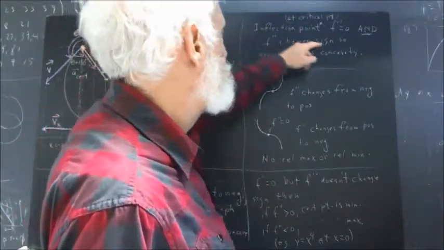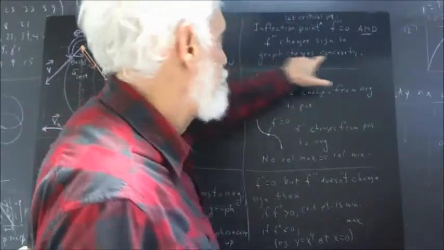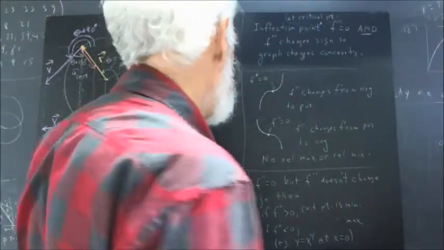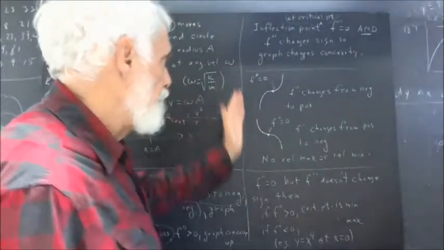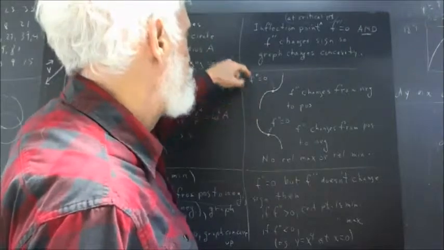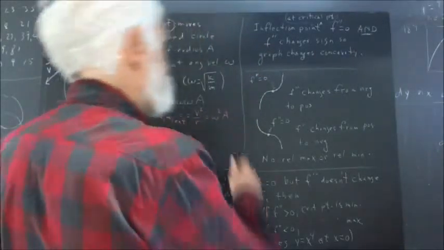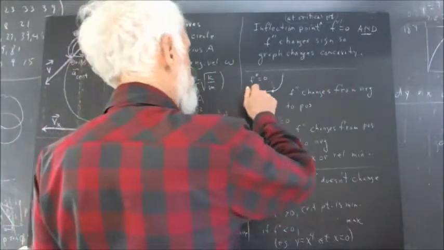If f double prime changes its sign at a critical point, that means the graph changes its concavity. One example of that is the graph is concave down. It hits the critical point where f prime is 0 and f double prime is 0.